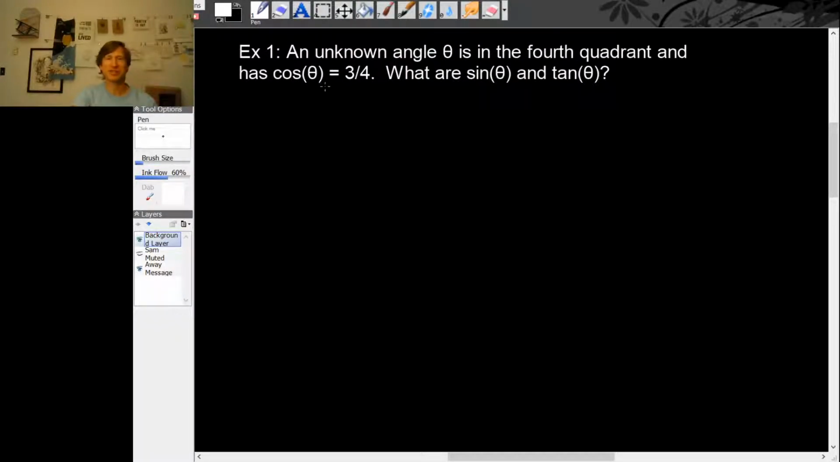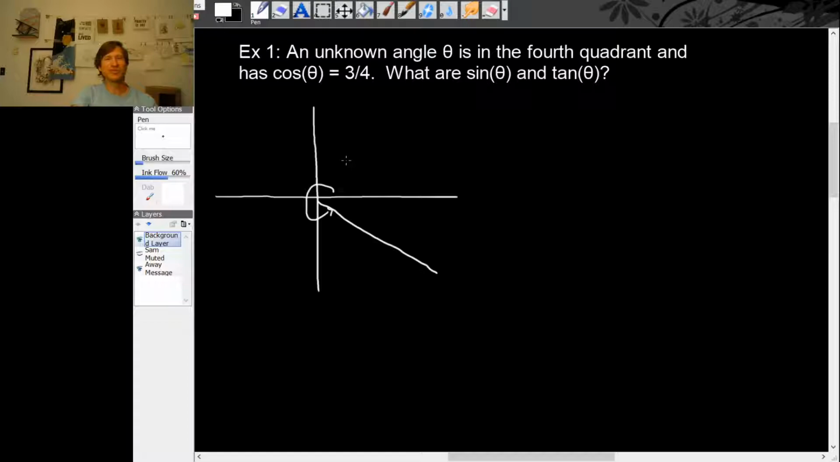So here's a question. Suppose we have an unknown angle theta that's in the fourth quadrant, and the cosine of this angle is 3 over 4. Then what are sine of theta and tangent of theta? So if we try to draw a picture that reflects this situation, an angle in the fourth quadrant is going to look something like this. Okay? And so, apparently, according to the problem anyway, there's some angle down here whose cosine is 3 over 4.